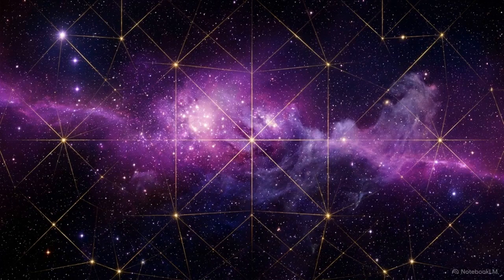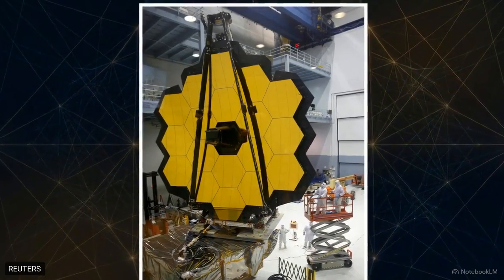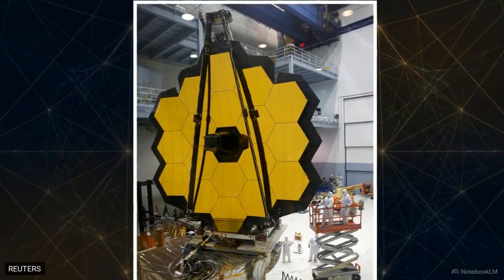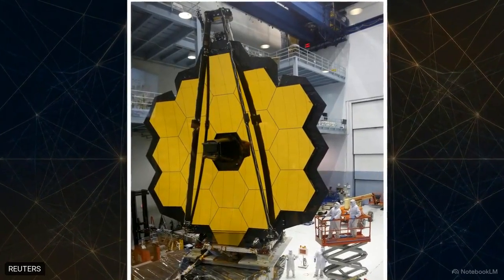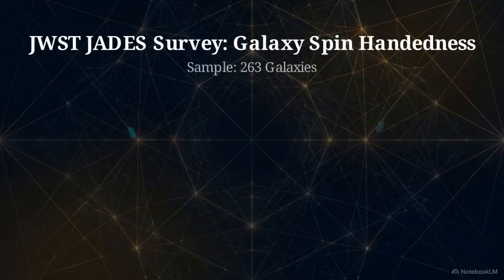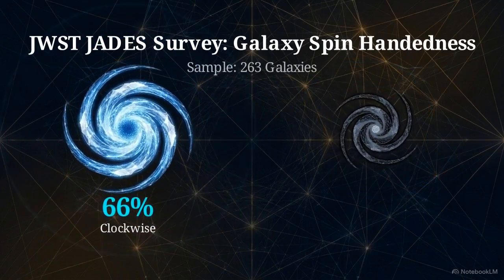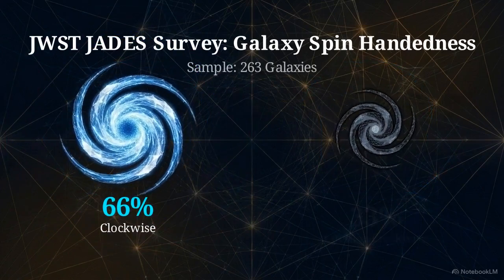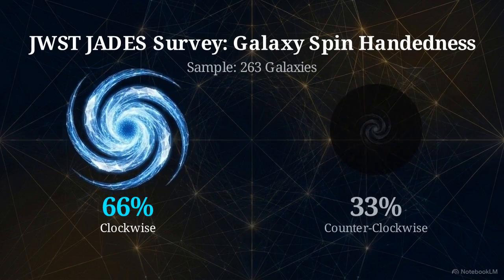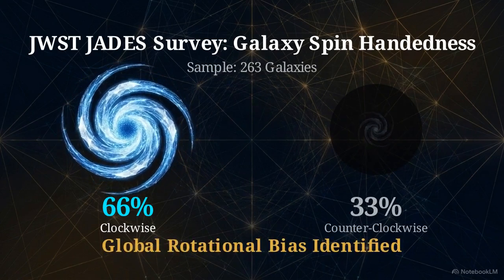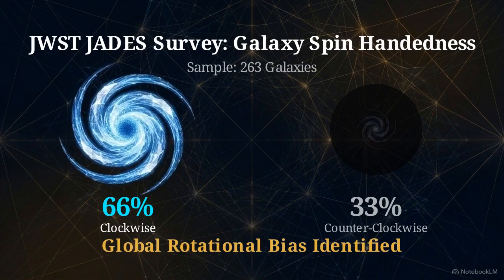These microscopic fractures leave a signature on the largest scales of astronomy. To see it, we now return to the James Webb Space Telescope and that mystery of the early galaxy rotation. In a sample of 263 early galaxies, 66% were found spinning clockwise. This 66-33 split suggests the entire universe was born with a preferred handedness.